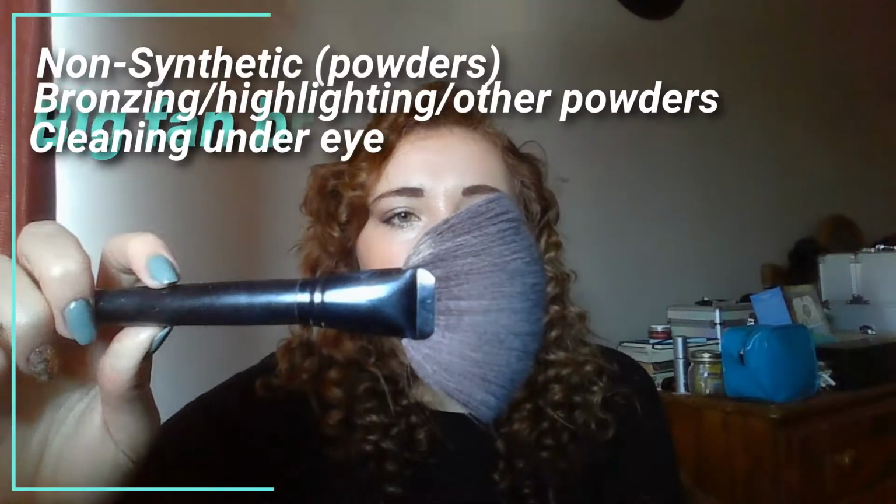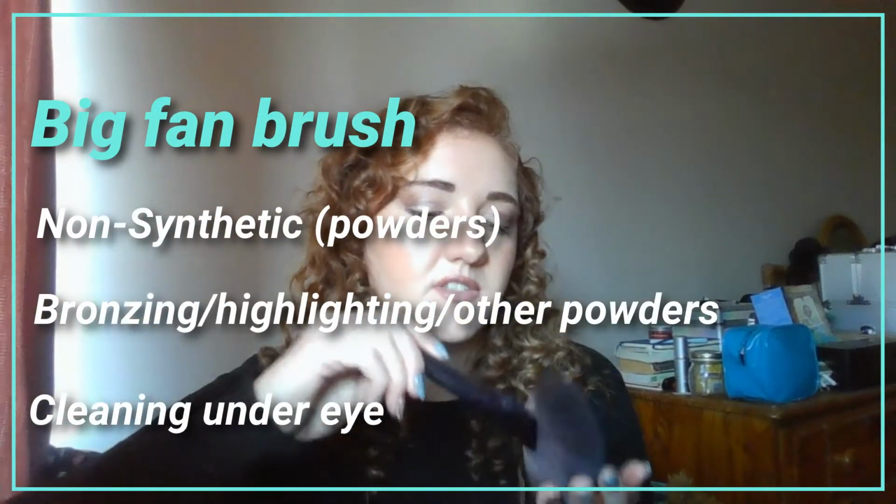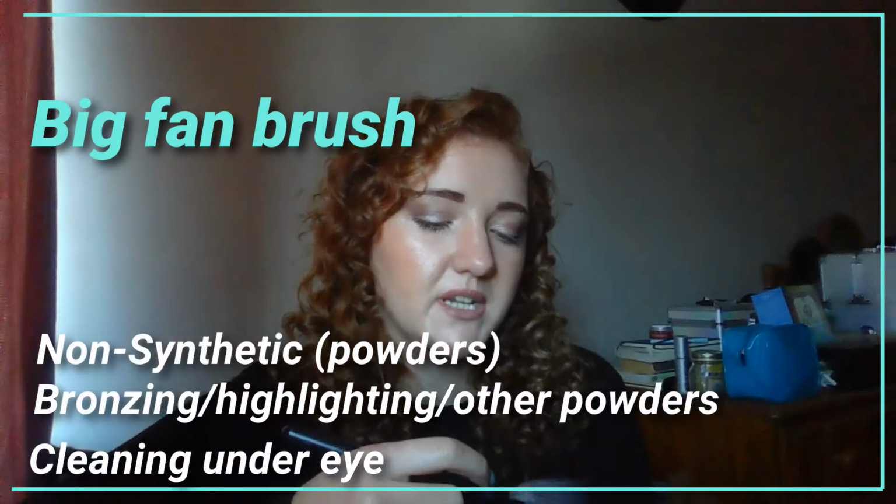And then your big fan brush. This is also a non-synthetic brush. It's very fluffy, soft, also best for powders. So this is also good for your bronzer if you want to apply it here for your cheekbone. Great bronzing brush. That's what I usually use it for. Otherwise, you can probably use it for applying powder or any powder makeup, or to just clean up under your eyes when you've already done your eyeshadow before applying your foundation and stuff.